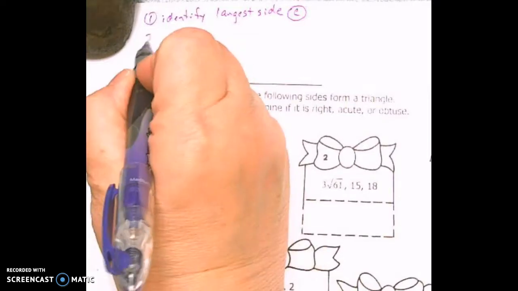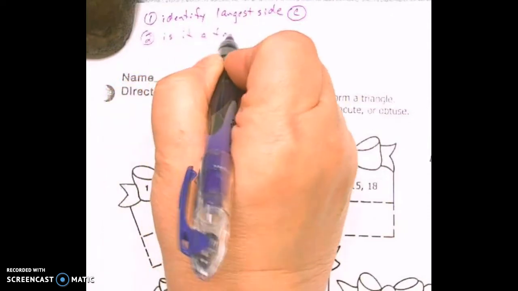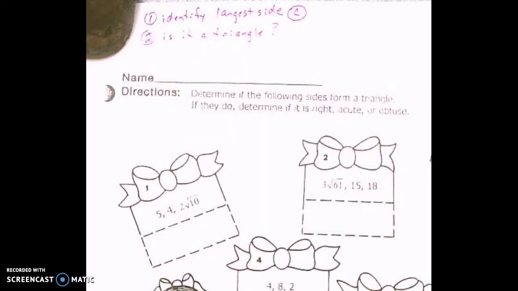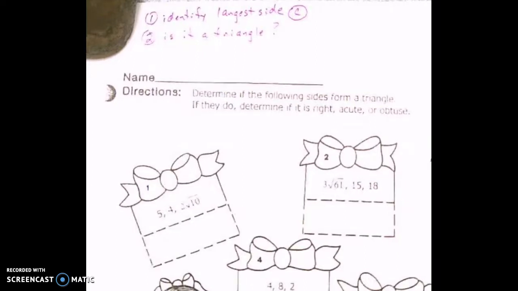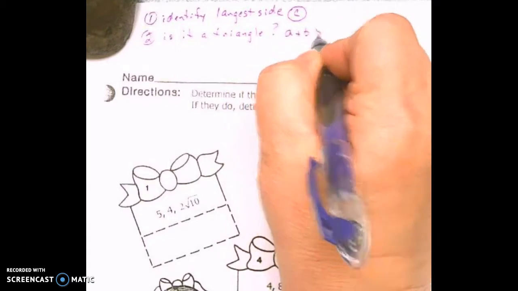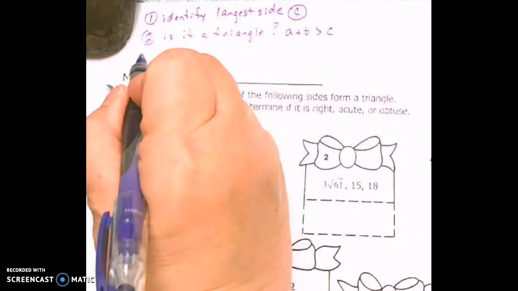The second thing we want to do is decide, is it a triangle? And we find whether it's a triangle or not by comparing the two shorter sides together to that longest side by itself. If my two shorter sides that I add together is bigger than the biggest side is by itself, then yes, it's a triangle. If it's not a triangle, then you're done with that problem. You don't need to do anything else to it, just put not a triangle. If it is a triangle, you need to decide what kind of triangle.